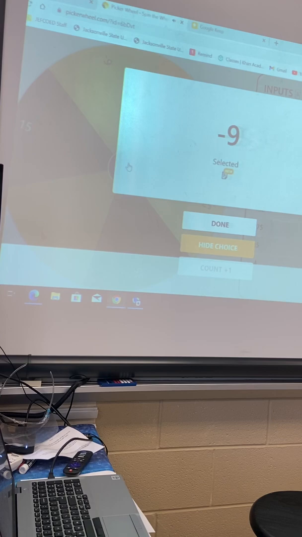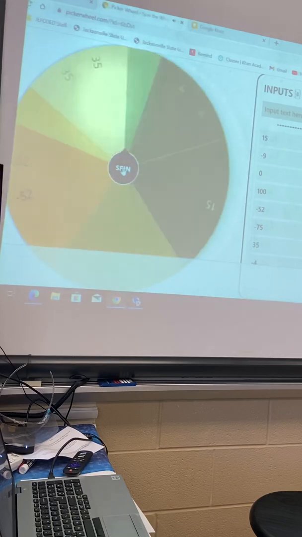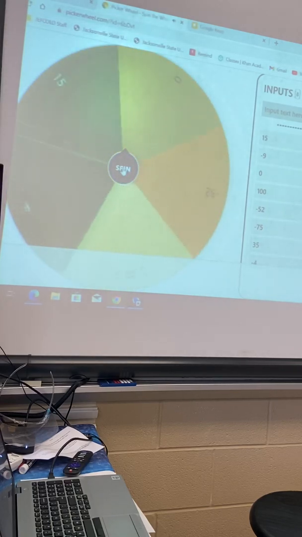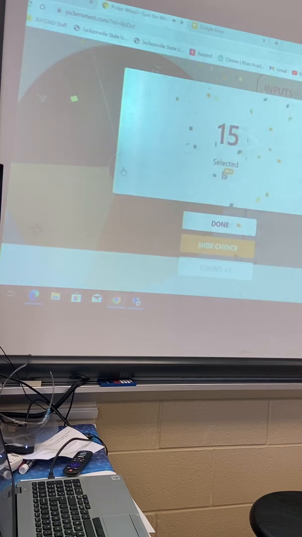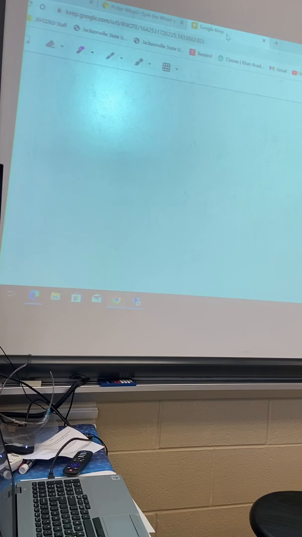So write negative 9 in your first column. What is the opposite of negative 9? 9. What is the opposite of 9? Negative 9. Okay, we're going to do one more. What is the opposite of 15? Negative 15. And what is the opposite of negative 15? 15. All right. Okay, so that is basically lesson 5.